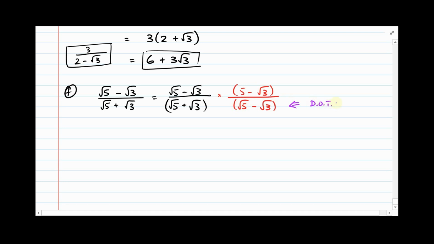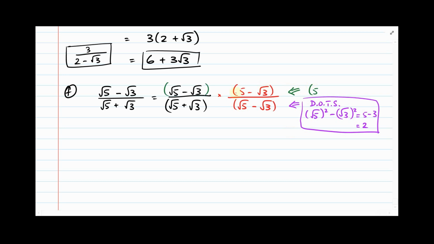Denominator is the difference of two squares. So yes, I would have root 5 all squared minus root 3 all squared. Simply, this is 5 minus 3, which is 2. I just wanted to save some space by doing that out. But I don't know if you recognize that the numerator is really just the same thing. It's a perfect square. Right? It's a perfect square.